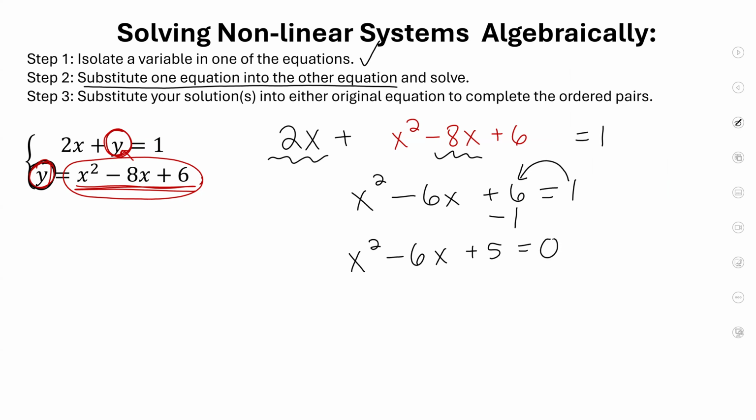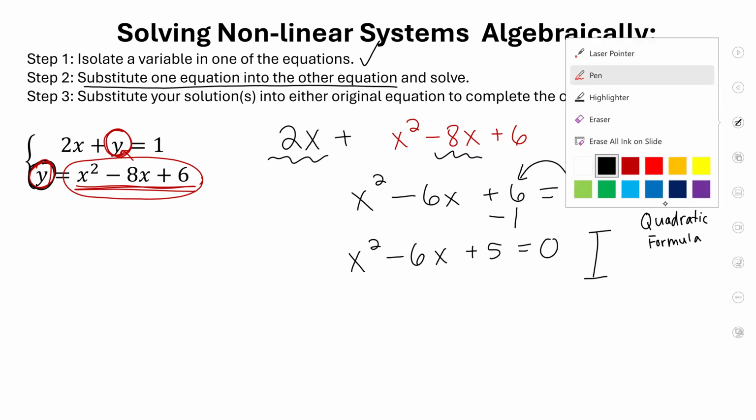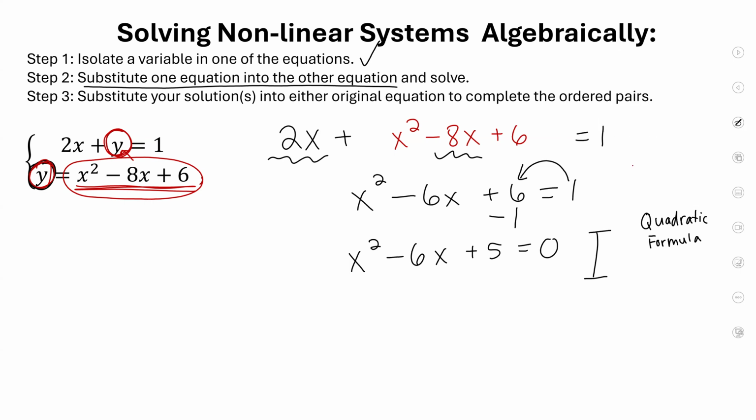From here, there are two things you can do to solve. You can either factor it and do an eye chart, or you can use the quadratic formula. The quadratic formula works every time. So I'm going to pause here and let you guys solve using either method. Once you are done using your method, you may look up here and check if you're correct.